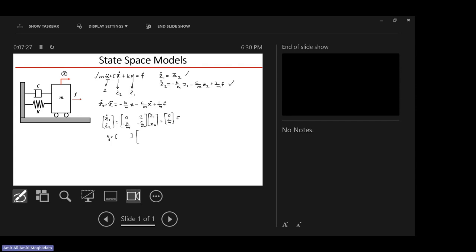this vector, which is c, multiplied by the state variable vector z1, z2, and I can type here 1 and 0, which of course is equal to z1, and equal to x. Okay, so these sets of equations together are the state space representation of this spring mass system.